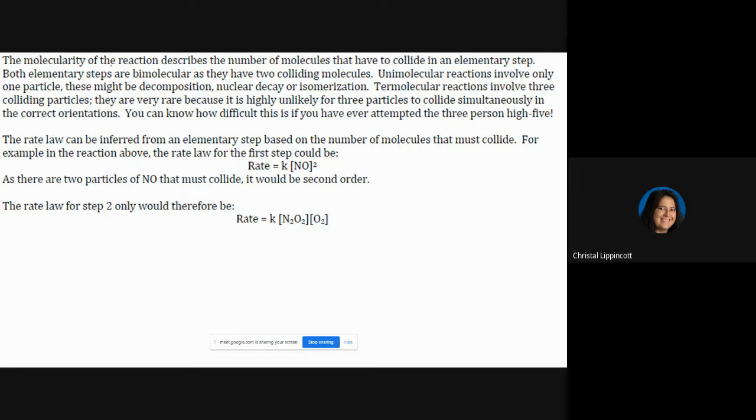So, the molecularity of the reaction describes the number of molecules that have to collide in an elementary step. Both elementary steps are bimolecular, meaning there are 2 colliding molecules. Unimolecular reactions involve only 1 particle, and those might be a decomposition or a decay. Termolecular reactions involve 3 colliding particles, but that's pretty rare because the likelihood of 3 things colliding simultaneously is probably not going to happen.